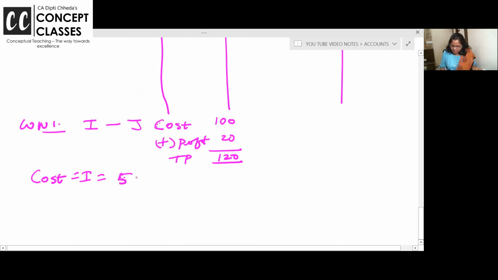Are you all writing with me? If the speed feels too fast, or anything, message me, unmute and tell me, no problem. Opening stock 5,000. Purchases from outside is 16,000. Labor is 9,000. Minus closing stock is 5,000. Opening stock, material consumed, direct labor, minus the closing stock.